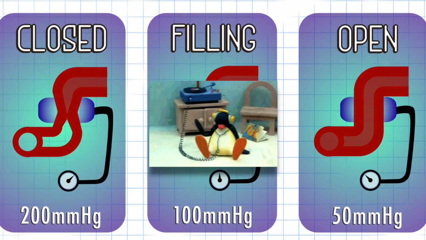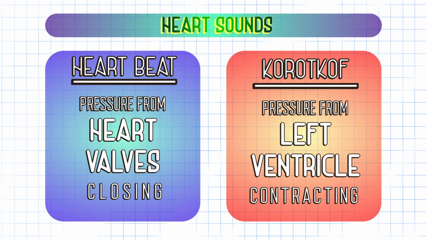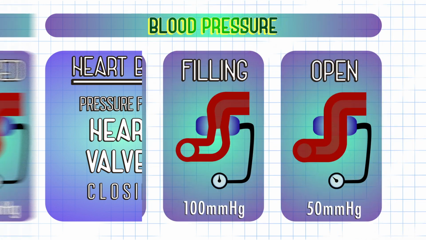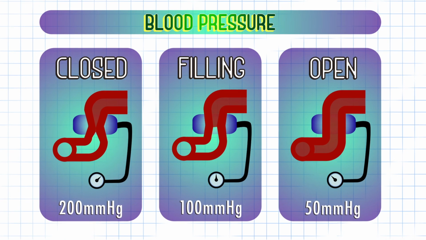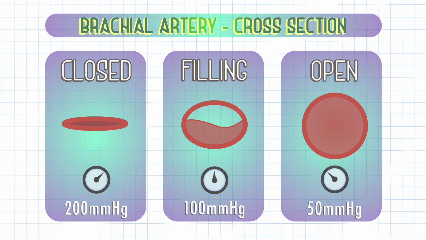In this stage, we'll hear Korotkoff sounds, which are different from heartbeats. Heartbeats are just the sounds of the heart valves closing, whereas Korotkoff sounds are only heard when blood pressure is being taken because it's the blood refilling the artery caused by the pressure coming from the left ventricle. In the last phase, the artery is completely open and blood is flowing through like normal. Just like the first stage, you won't hear any sounds here.